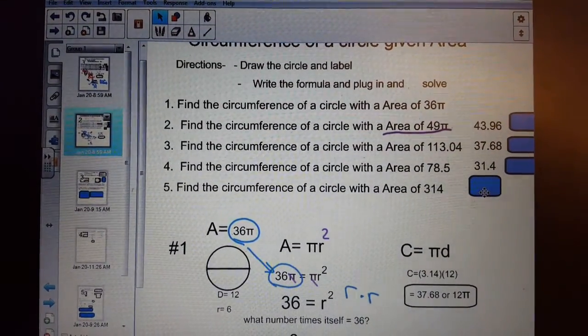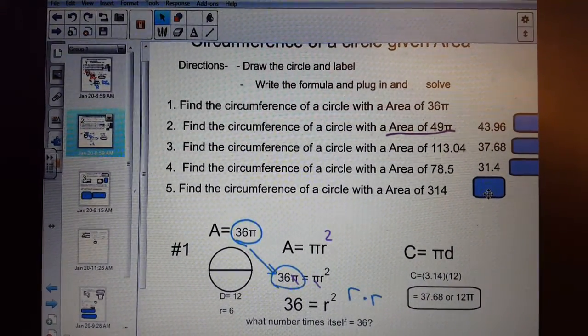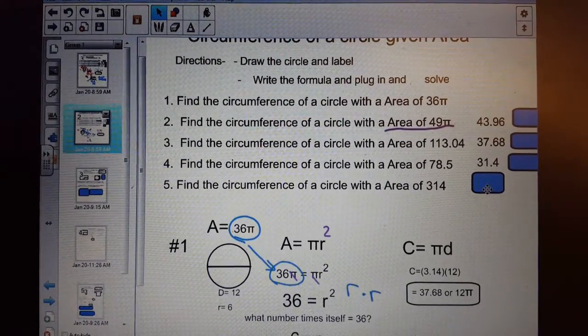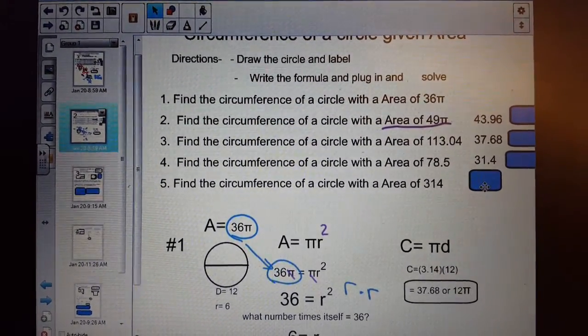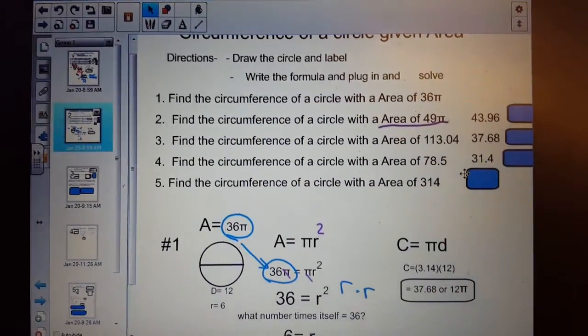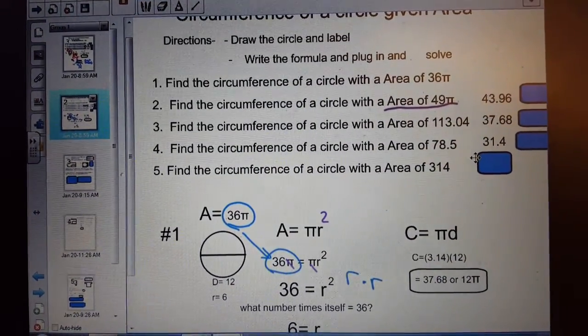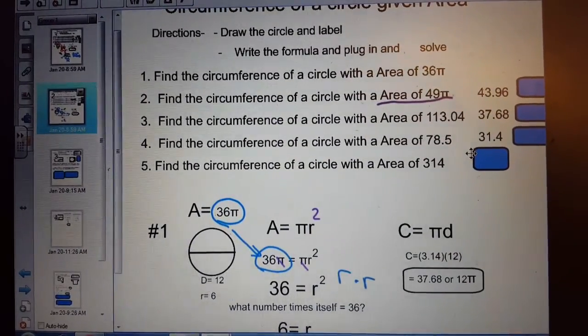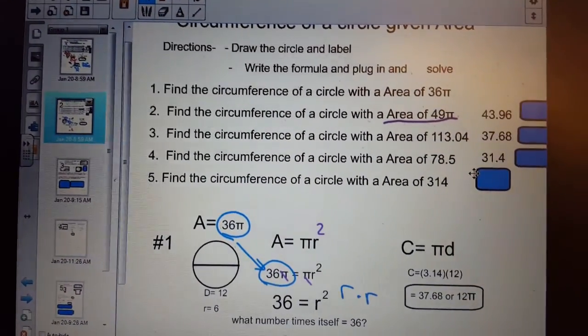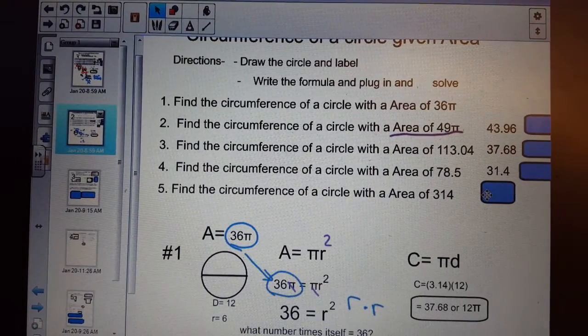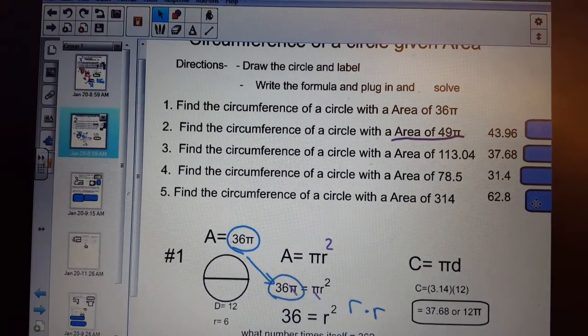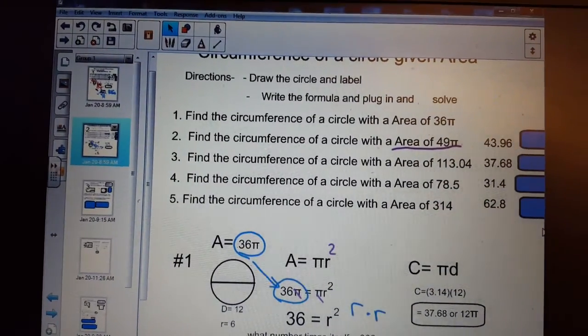If you find the circumference of the circle with the area of 314, divide by 3.14 and you get 100. 100 equals r squared. What times itself equals 100? Well, you all know that it is 10. So 10 is the radius and 20 is the diameter. 20 times 3.14 gives you 62.8.